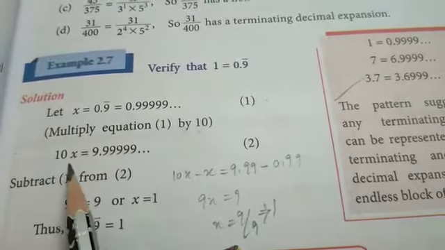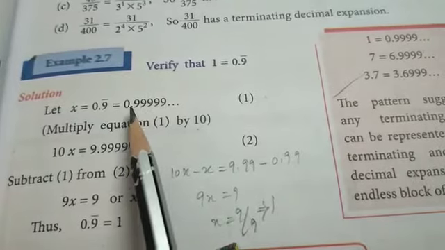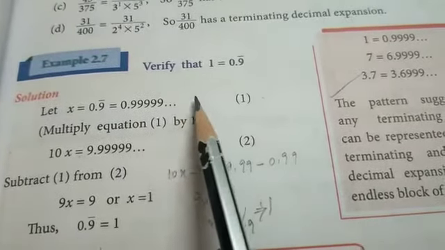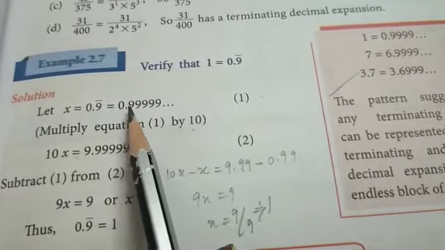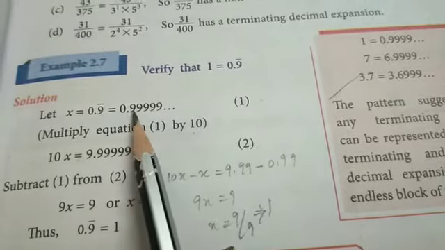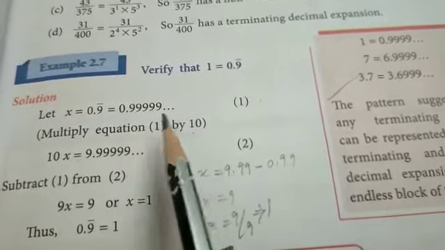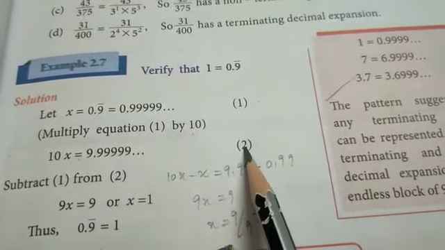10 into x, 10x equal to. While multiplying the decimal by 10 you have to move the decimal point to the right side. One point you have to move, so this will become 9.999... So this is equation number 2.